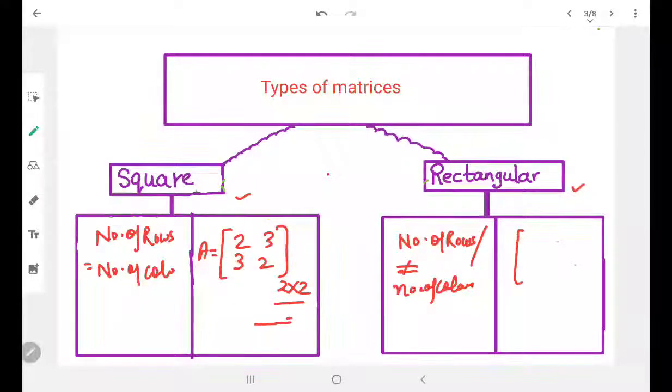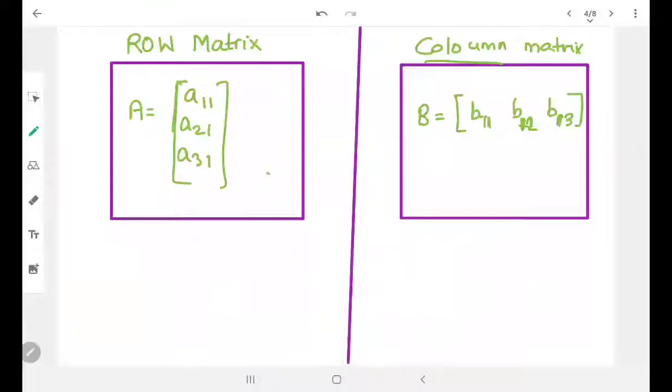For example, this matrix is of order 2 by 3. So this is a rectangular matrix.